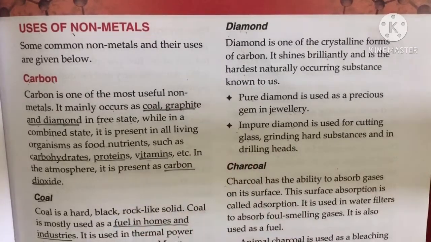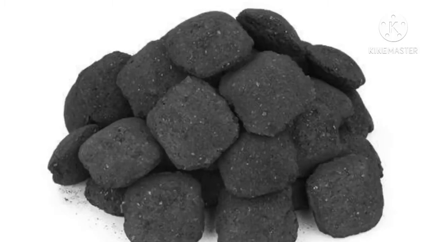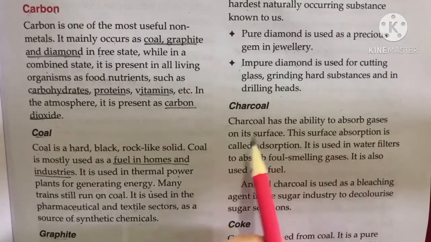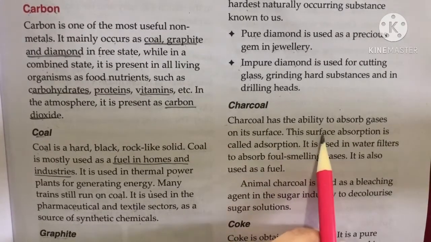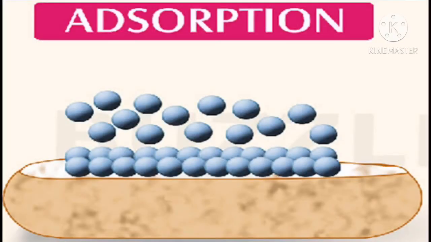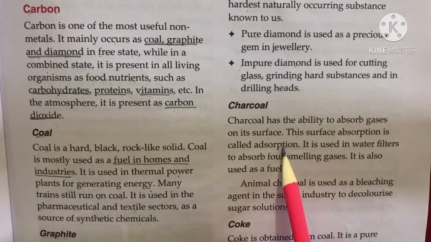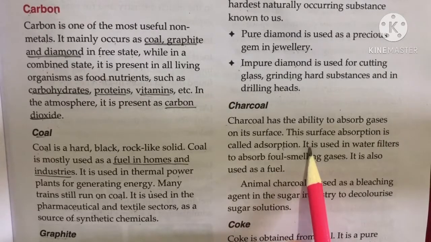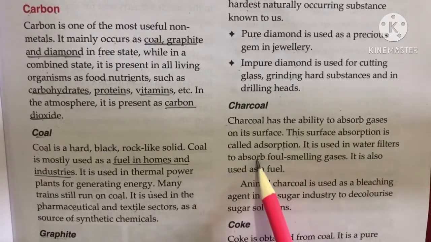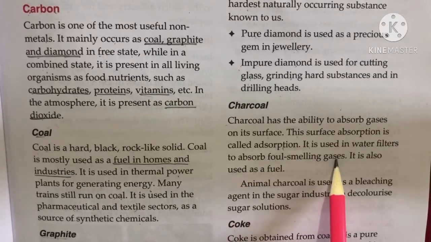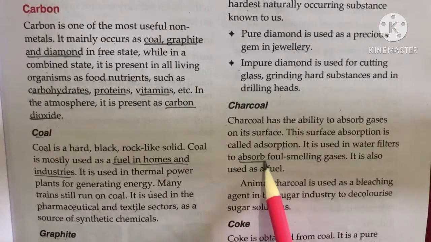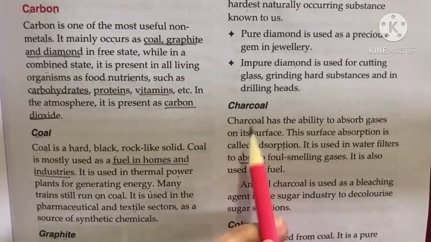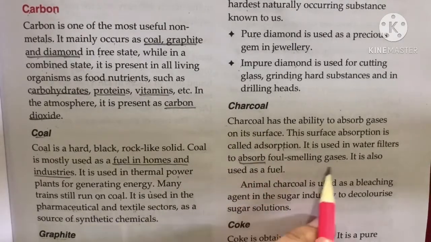Next one is charcoal. Charcoal has the ability to absorb gases on its surface. This surface absorption is called adsorption, means it absorbs all the gases on its surface and never passes the gases. So it is used in water filters to absorb foul smelling gases. It is also used as a fuel. Its main function is to absorb the gases.